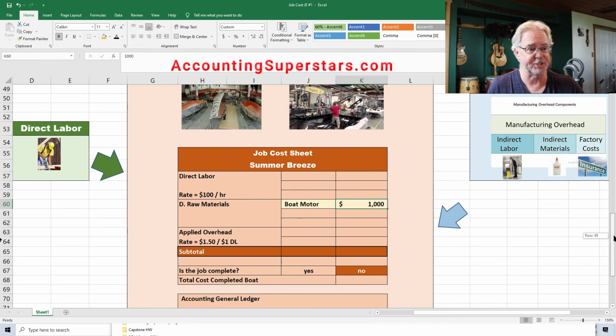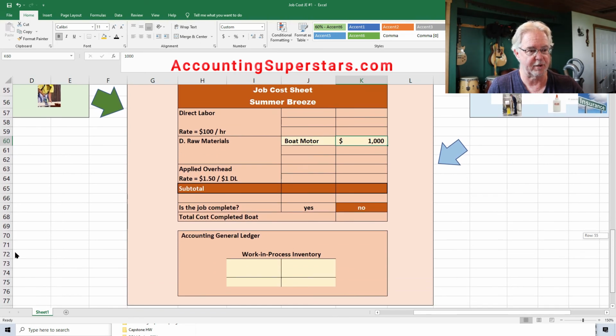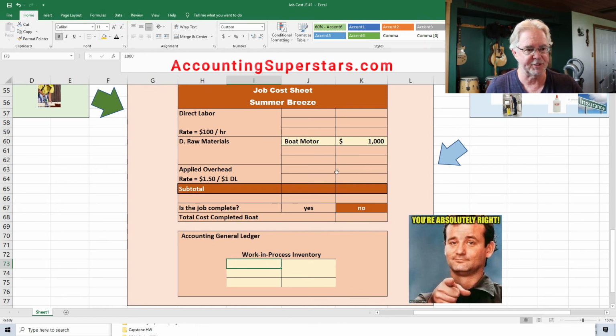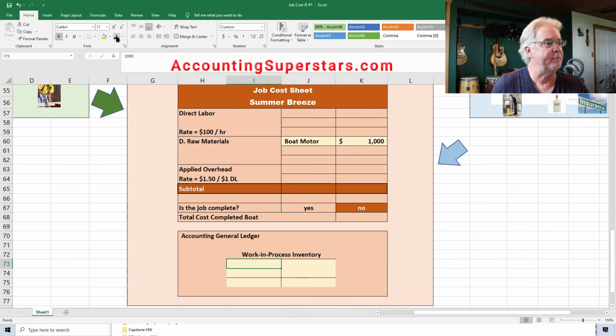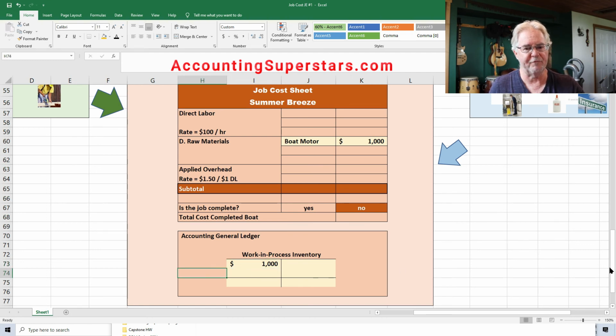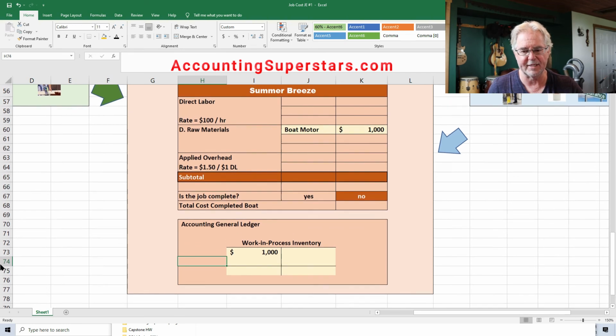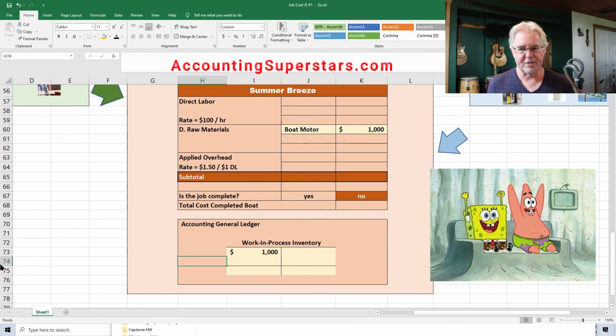Now, also, in addition, there's a general ledger account called work in process inventory. And this work in process inventory is a summarization of all these job cost sheets. So whatever's entered into the job cost sheets gets entered into work in process. So I'm going to put $1,000 there. That's for the boat motor. So we have $1,000 entered for the boat motor. So there we go. Well, folks, that takes care of a very basic, simple lesson of raw materials.